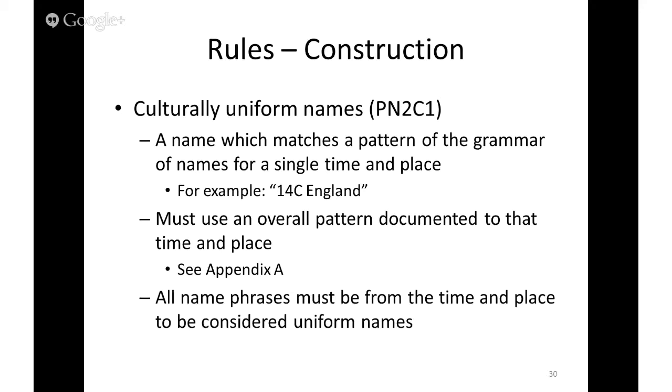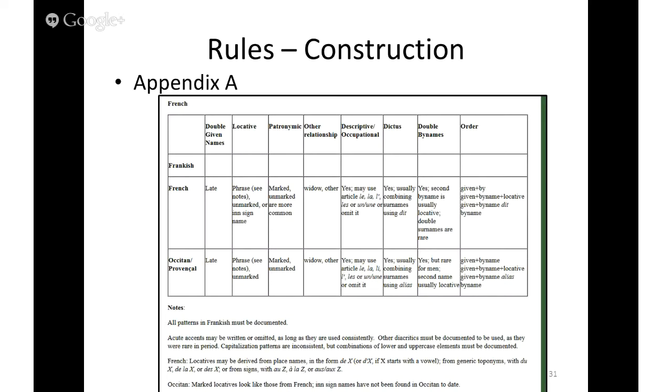In order for it to be considered a culturally uniform name, all the name phrases have to be from the same time and place. So let's take a look at Appendix A. This happens to be the French section. In the middle row there, I don't know if you can read it, it's kind of small on the screen, but this tells us exactly how to put together a French name.